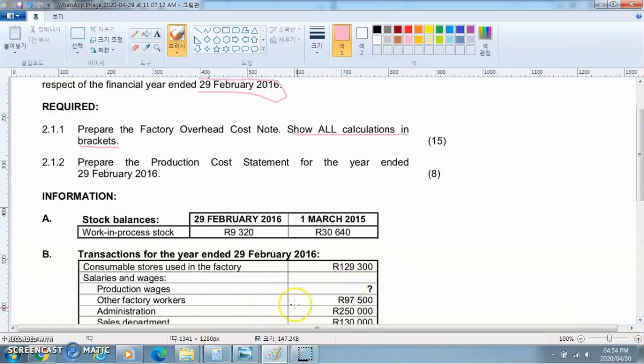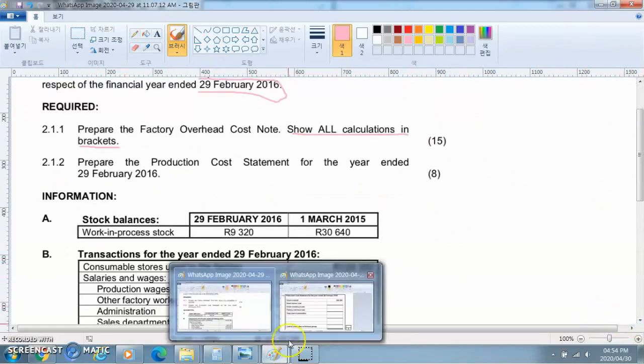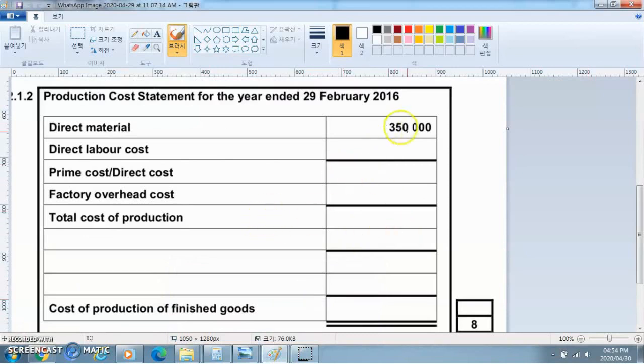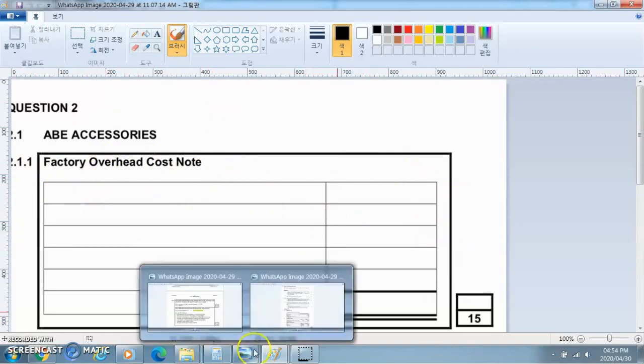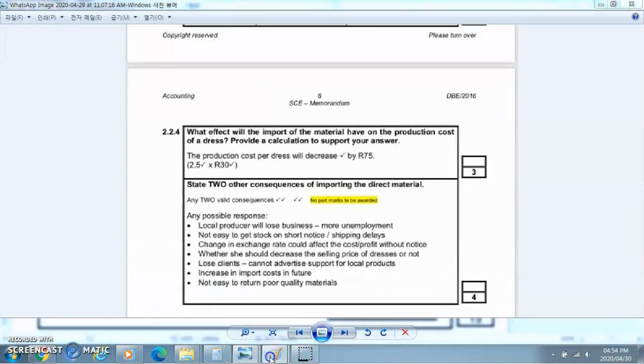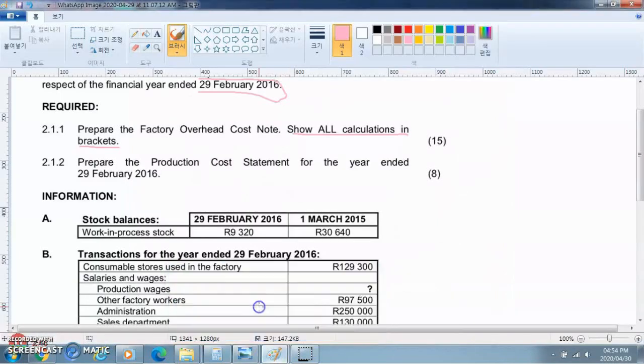So here you have a workbook, and in your workbook you were given how you were supposed to write down your factory overhead cost notes. I'm just going to go through the first one and then we move step by step. So here we have the workbook. You have this in front of you, or maybe you've already filled it up. Okay, so I will go back to the information provided.